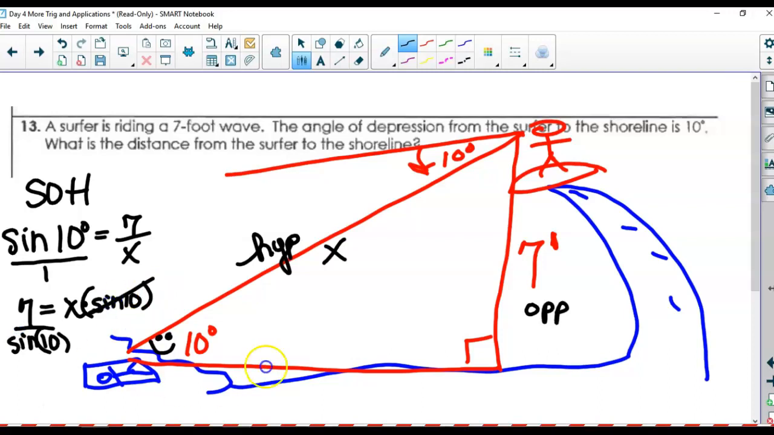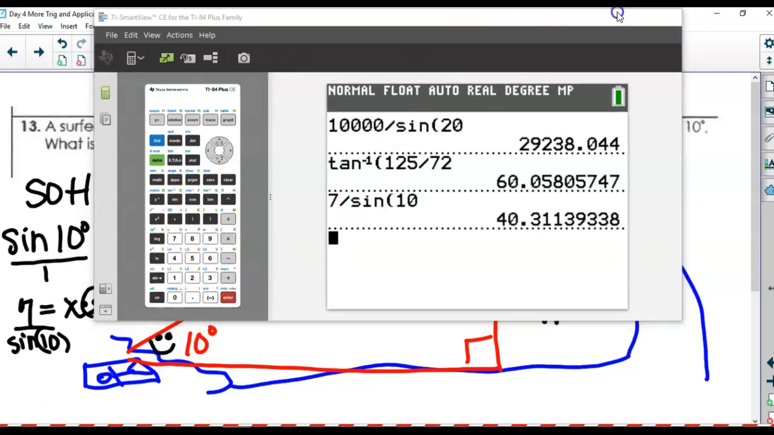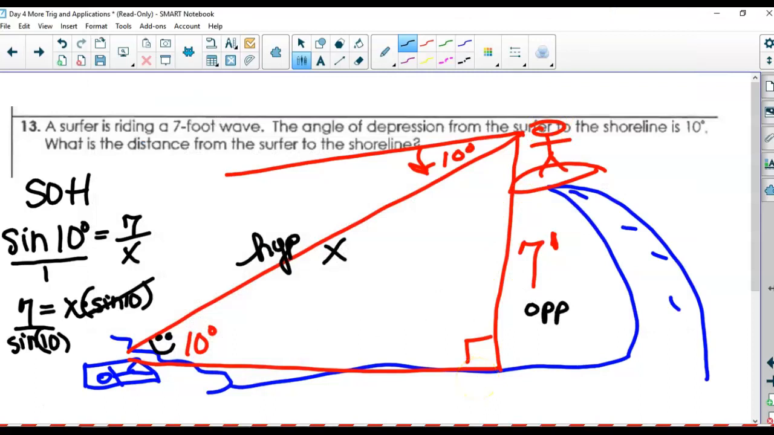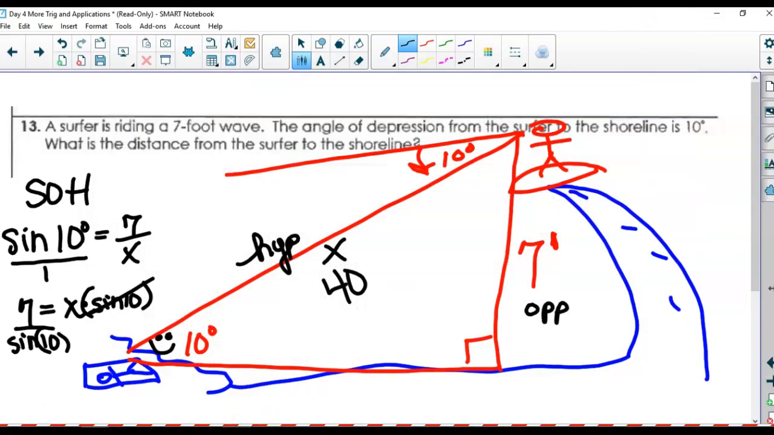So if I type 7 divided by the sine of 10, I get 40 degrees roughly. Nope, 40 feet, just kidding. So it was 40 point something, wasn't it? 40.3. And it's feet away from the shoreline.